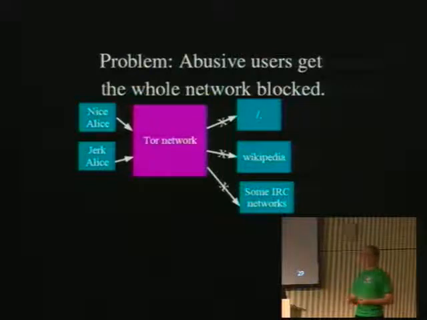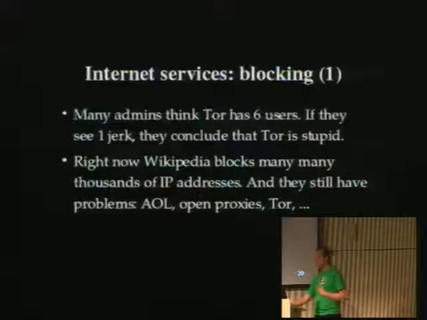So this means that the jerks who were doing that went back to using open proxies and bot networks and whatever they were using before. They stopped using Tor because it wasn't the best way to attack. So you don't have to perfectly lock out all abuse. You just have to make sure that you're not the easiest avenue for abuse. So that's one success story.